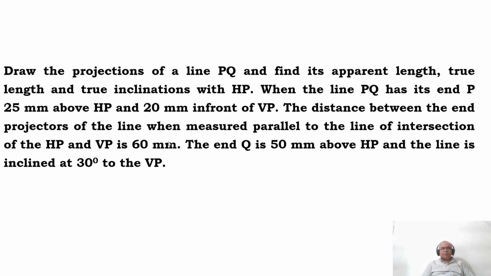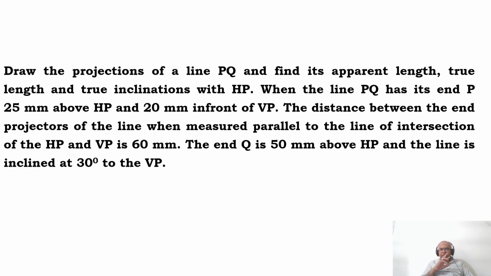The distance between the end projectors, both in the front view as well as in the top view, is given, which is 60 mm. The end Q is 50 mm above HP and the line is inclined at 30 degrees to the VP. He has given end Q above HP and the distance between the end projectors, so you will get the front view. But in the top view he has given the line inclined at 30 degrees to VP. That means he has given the true inclination with respect to VP.